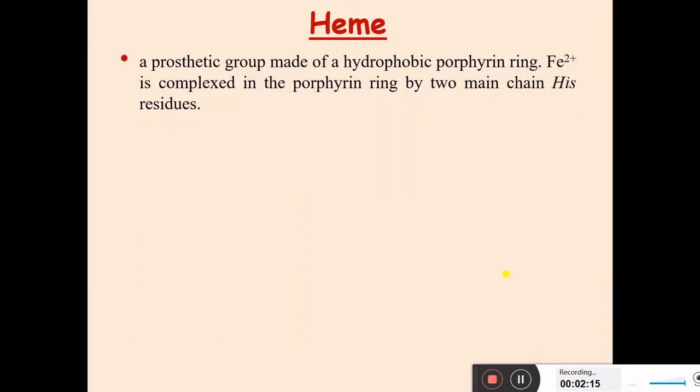Now first take heme. Heme is a prosthetic group made of hydrophobic porphyrin ring. Prosthetic group is a non-protein part that is combined to the protein. So heme is a prosthetic group made of hydrophobic porphyrin ring. Fe2+ is complexed in the porphyrin ring by two main chain histidine residues.